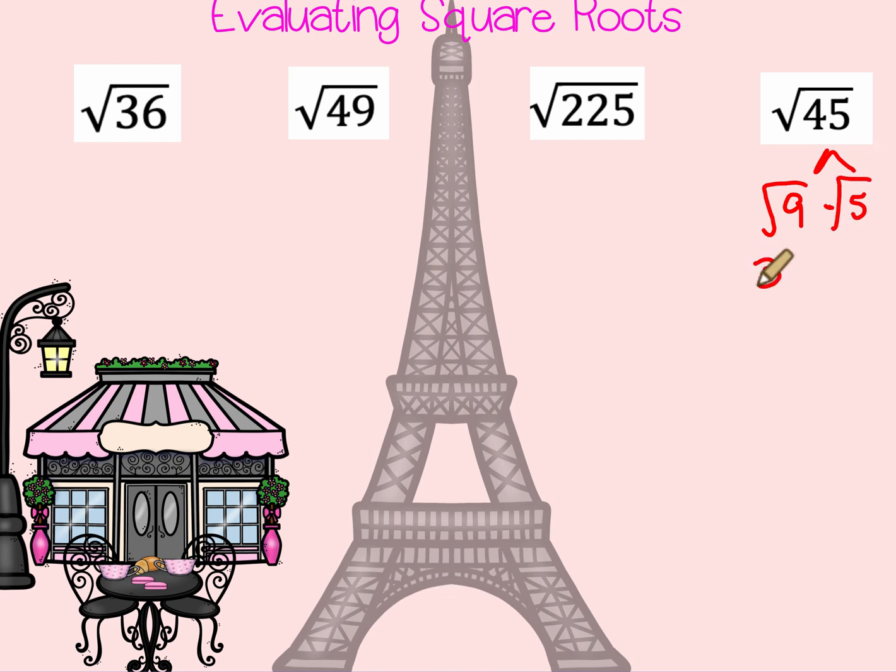Its perfect square part, 3, times its non-perfect square part, square root of 5. So this would be another way of writing a non-perfect square as its perfect square root times its non-perfect square root.